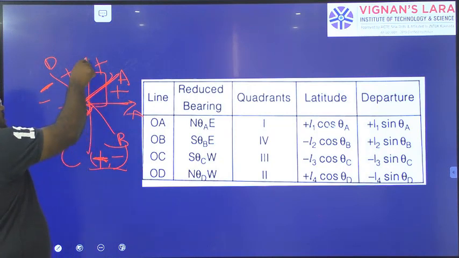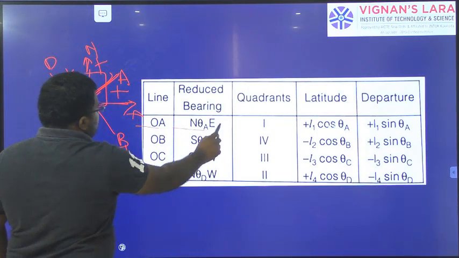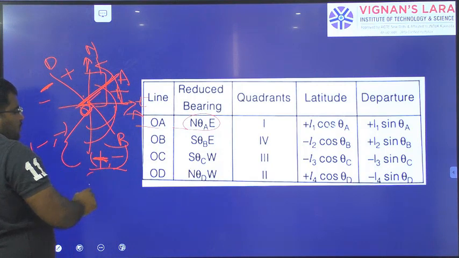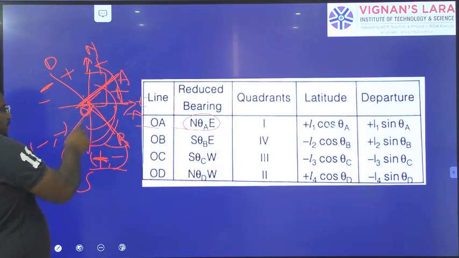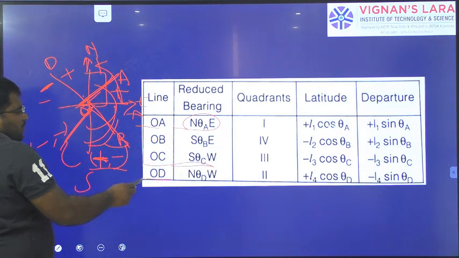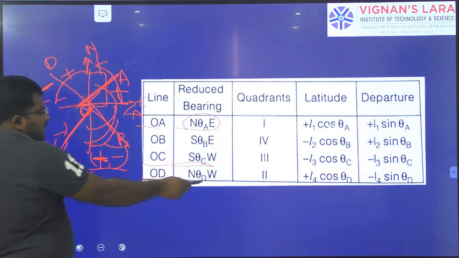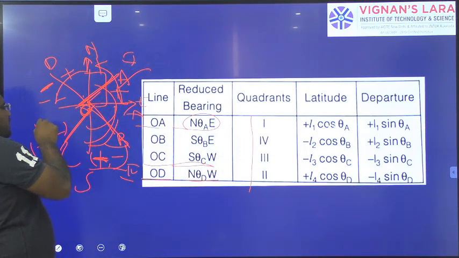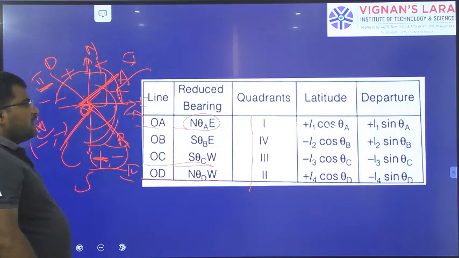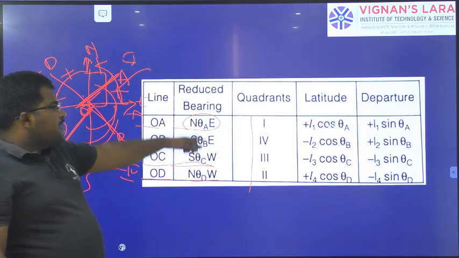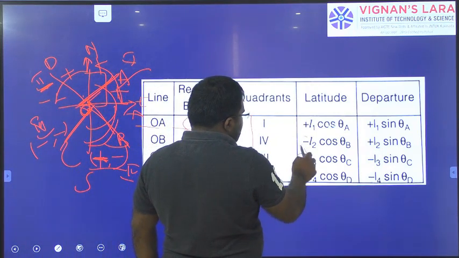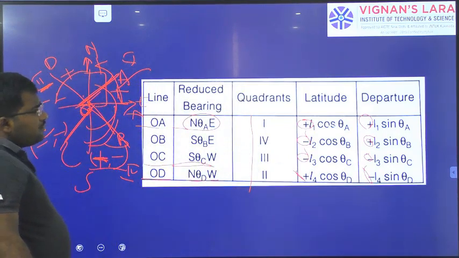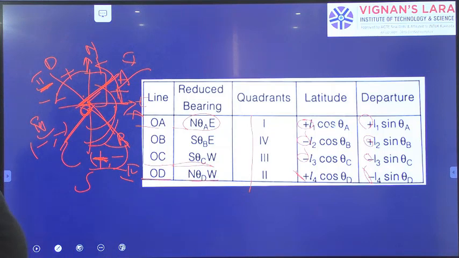First, this is the north direction, that's why OA is north east. From south, southeast is OB and southwest is OC, and OD is from north west. The first quadrant is this, this is the fourth quadrant, this is the third quadrant and this is the second quadrant. So for latitude and departures, the value will be the same every time, but we need to take care about the signs, in which quadrant it is.